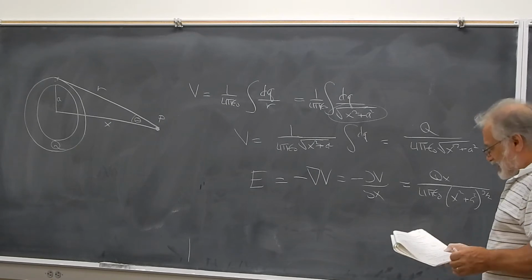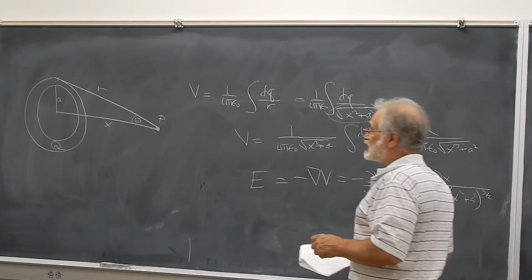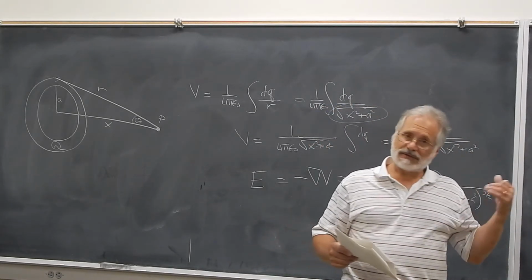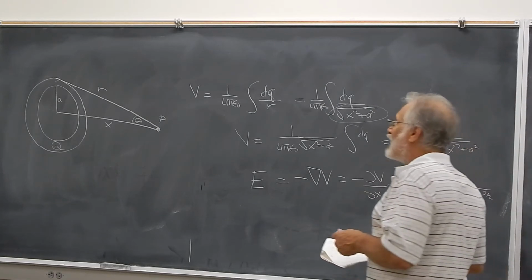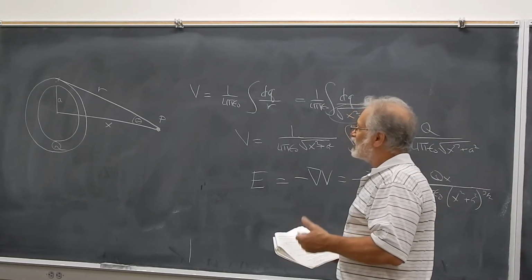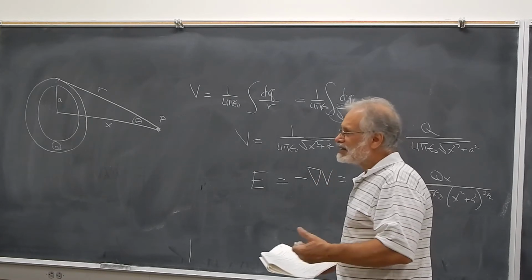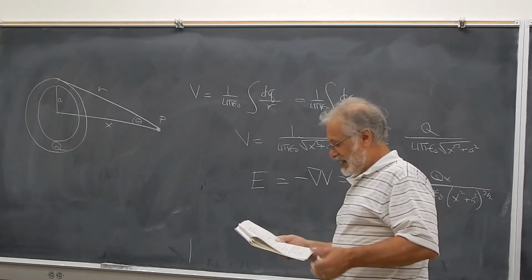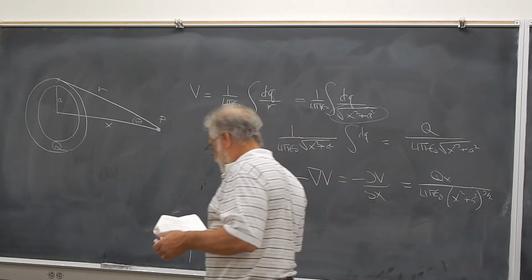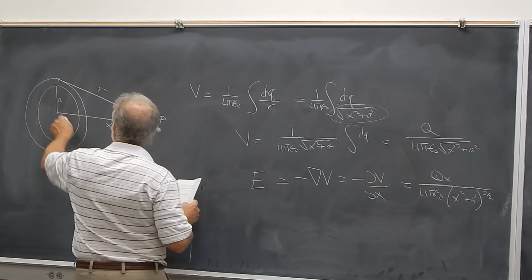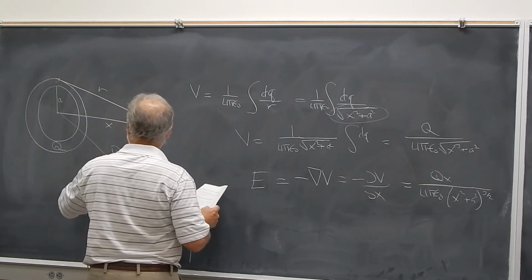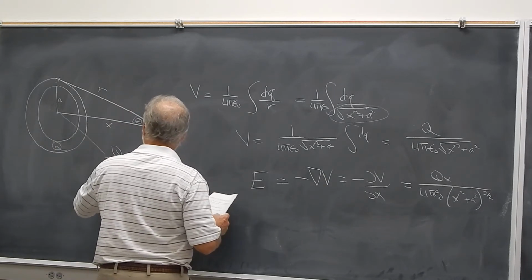What's the potential at the center of the ring? Well, at the center of the ring, we found two chapters ago that the electric field was 0. That must mean that the derivative of the potential with respect to x is 0. That means the potential must be a constant at the center, and in fact, it's either a max or a min. It turns out the potential at the center of the ring is equal to Q over 4 pi epsilon naught times a.